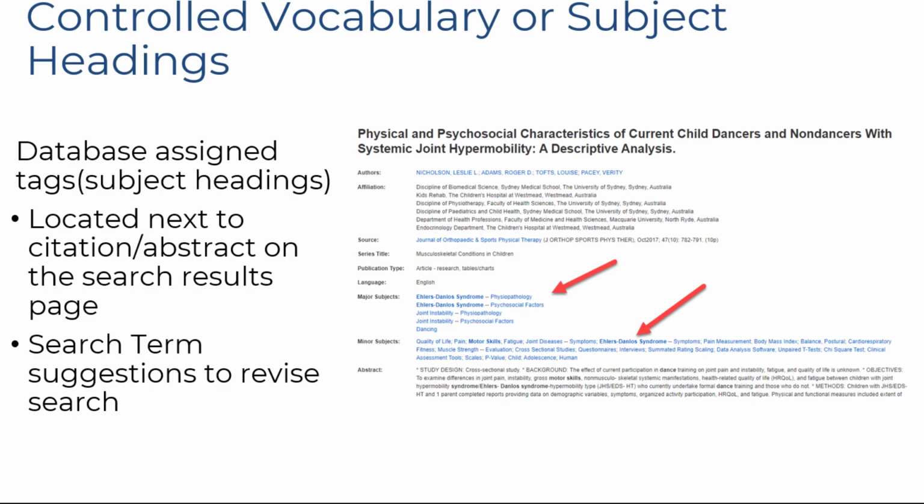Next, it's important to use controlled vocabulary or subject headings. Databases assign tags or subject headings within an article. This is located next to the citation or abstract on the search result page. It's also a good idea to search term suggestions when you're thinking about your search. It may give you different ideas on what to look for, especially if you're not finding the results you need.